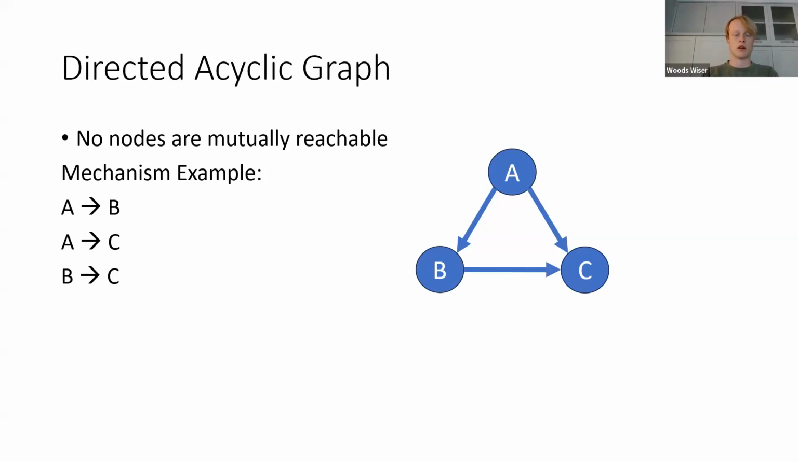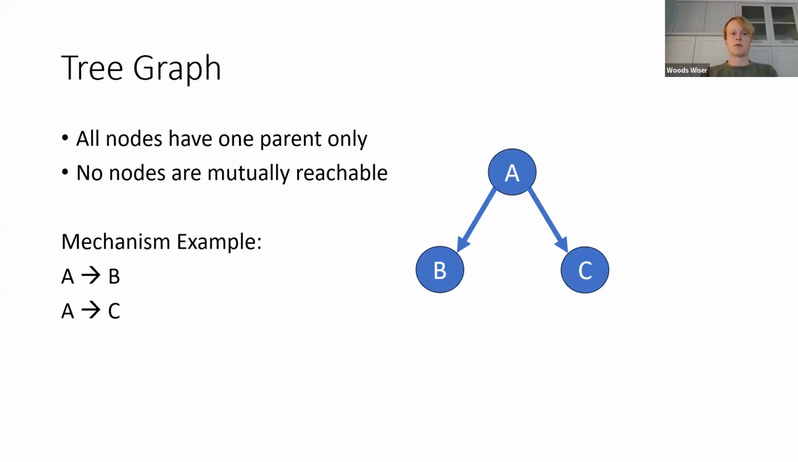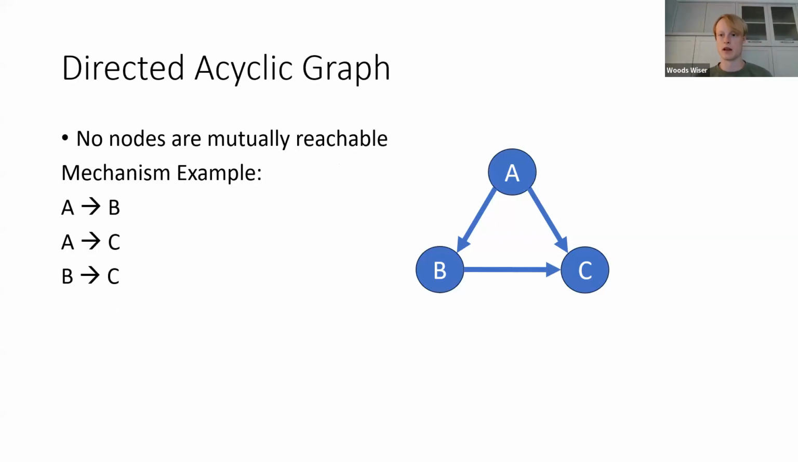Now, a directed acyclic graph is a graph where we've eased up on one of those constraints. Now, all nodes can have more than one parent. So we have A goes to B, A goes to C, and now B goes to C. So if we look at C, C has two parents. Still relatively easy to represent this mechanism as a graph. All we've done is add one edge connecting B to C.